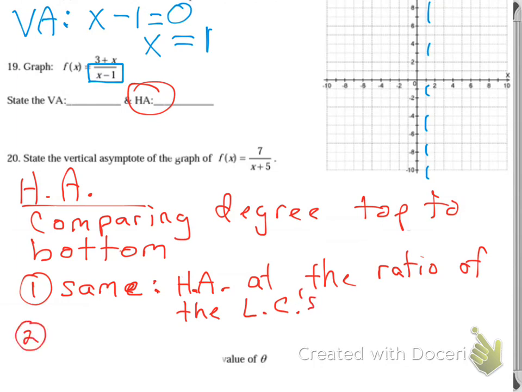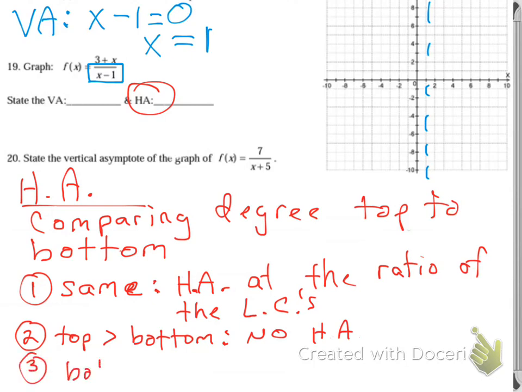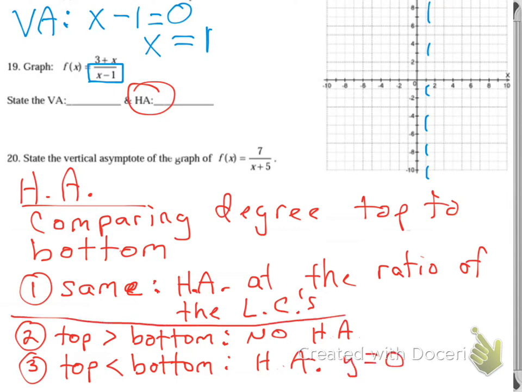The second scenario is that the top is bigger than the bottom in terms of degree. When that's the case, there is no horizontal asymptote. And the last one, when your top is smaller than your bottom, your horizontal asymptote is going to be at y equals 0. So let me separate these for you.